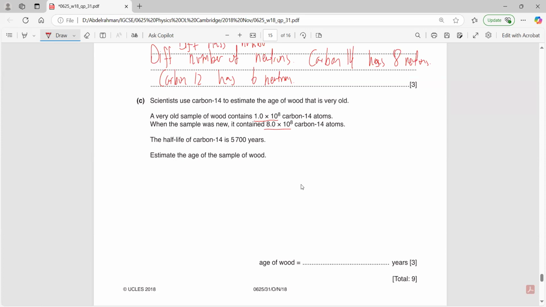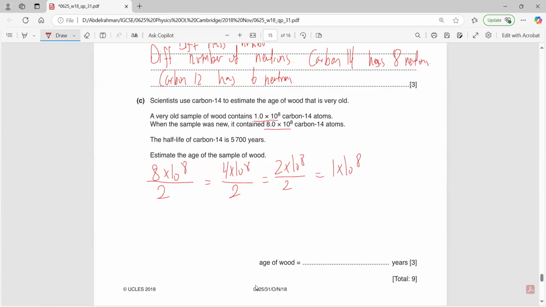What happens to this new sample? It starts to lose atoms due to the decay. 8 times 10 to the power of 8 was the initial amount. After some time, it will decay, it will be halved, divided by 2: 4 times 10 to the power of 8. Again divided by 2: 2 times 10 to the power of 8. Again divided by 2, which is 1 times 10 to the power of 8.